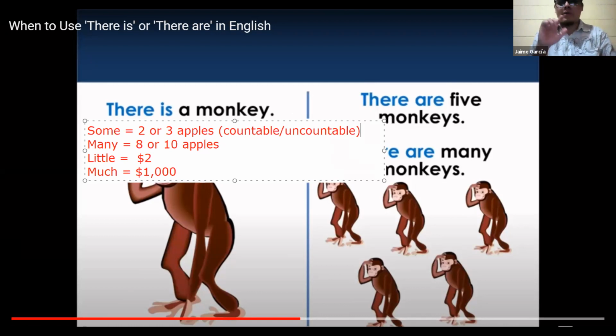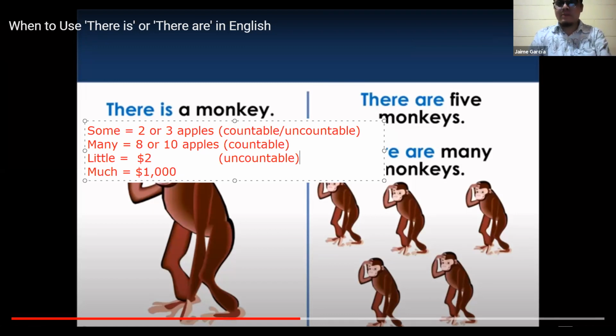Countable and uncountable nouns for both. Okay. Many, it's for countable nouns only. Okay. Little is for uncountable nouns.